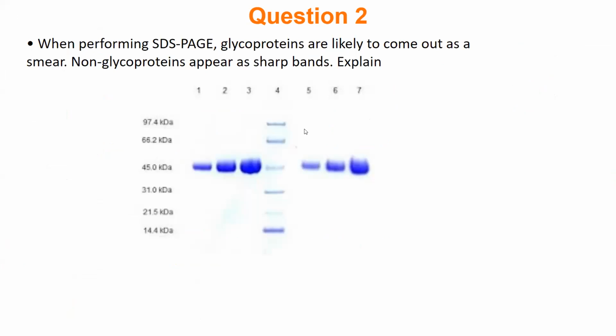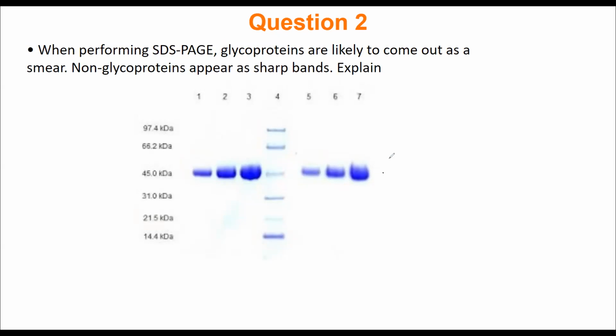All right, question 2. This is a very good question. I like it a lot because, again, it's using information from what we talked about in the previous semester and synthesizing it with new information. When you do SDS-PAGE, your glycoproteins usually come out as a big smear, while non-glycoproteins are a sharp band. So I have a bunch of smears here. Let's say all these are glycoproteins, while your normal protein will be a nice little band. Explain why that is.